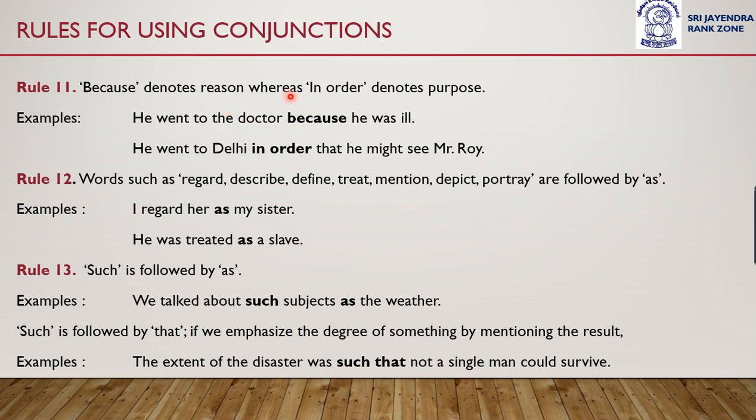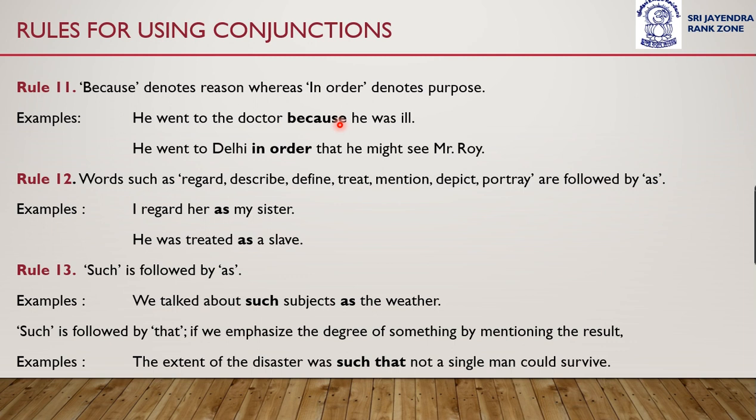Because denotes reason, so we will use because in a sentence when the dependent phrase is a reason for the independent phrase. That is, he went to the doctor because he was ill. He was ill is the reason due to which he went to the doctor. So we have used because over here.